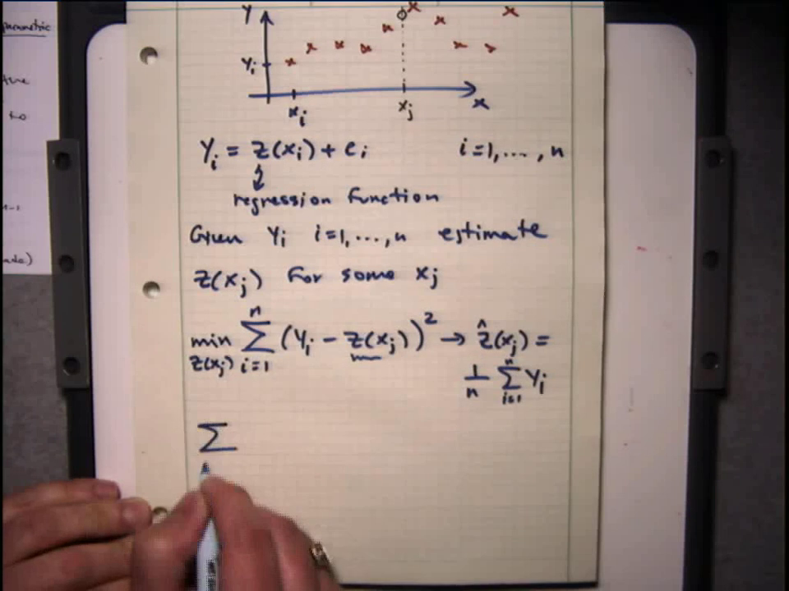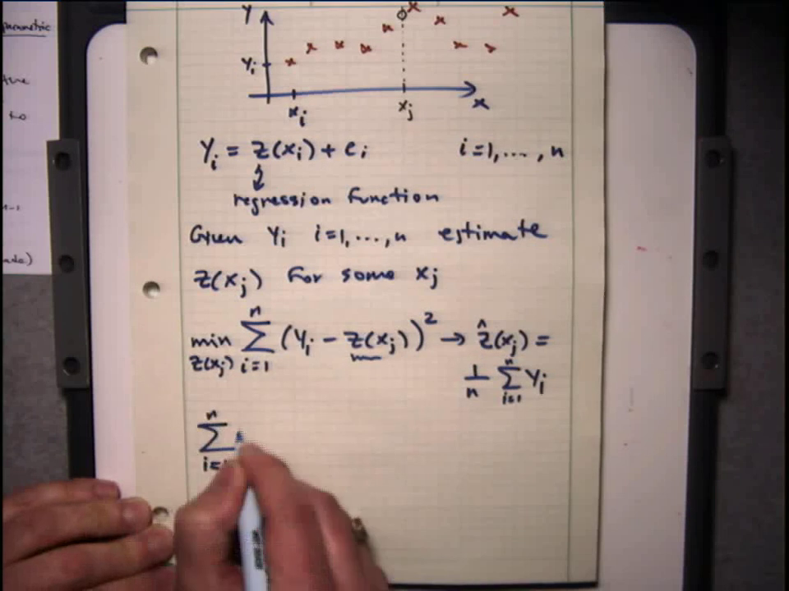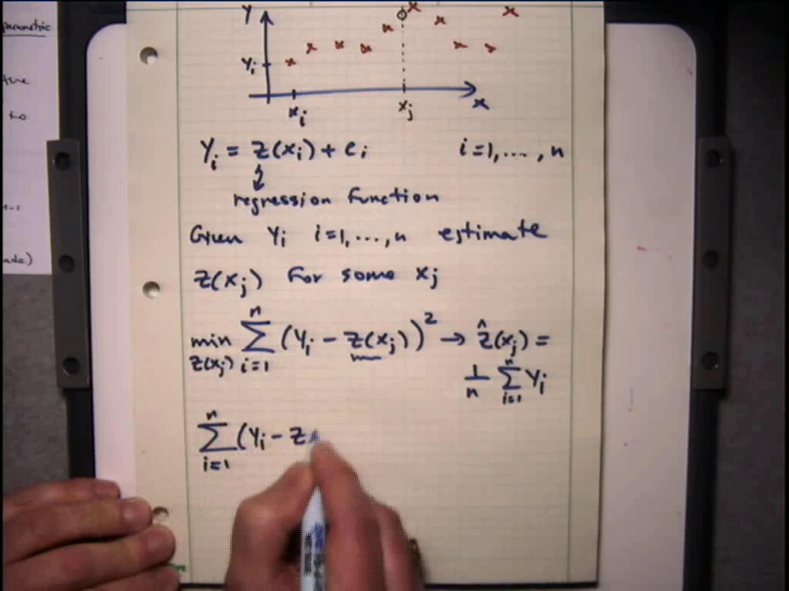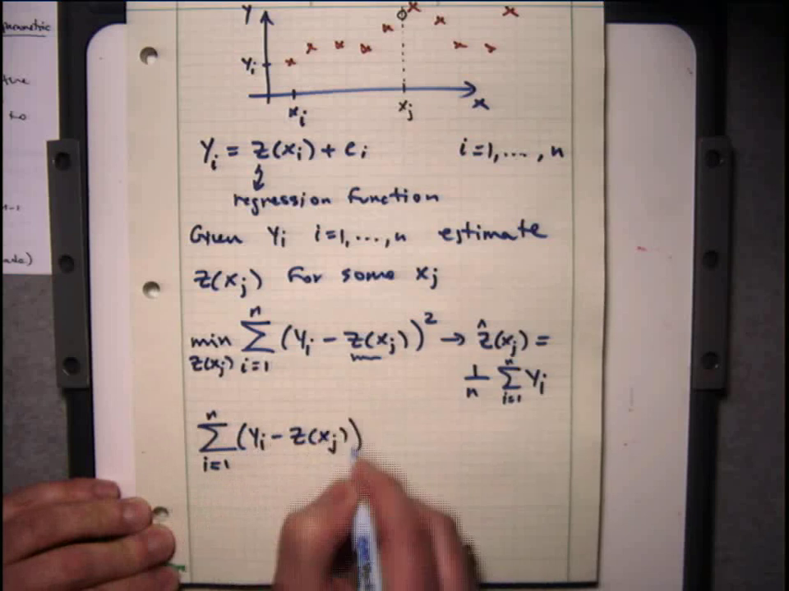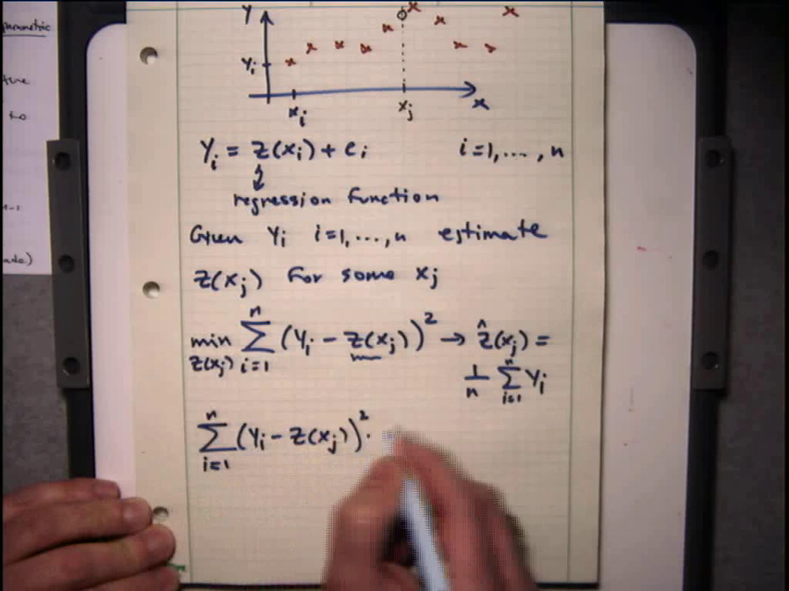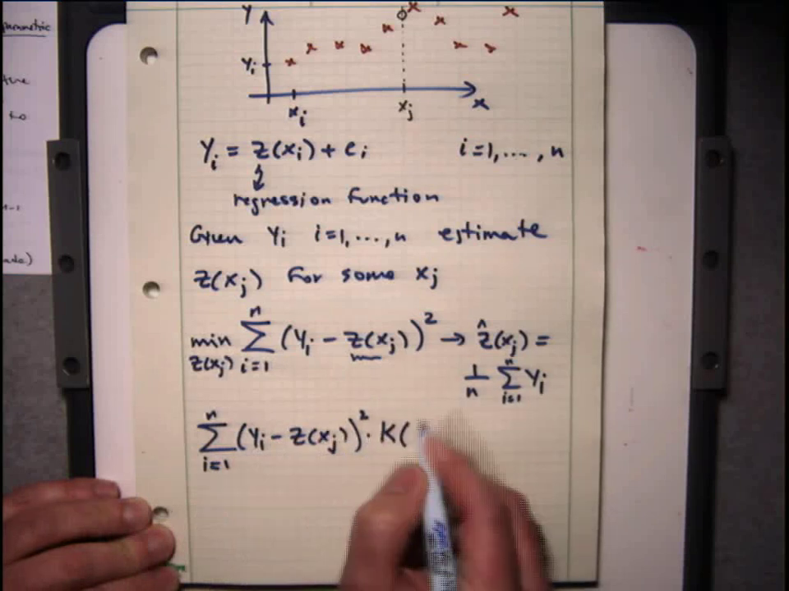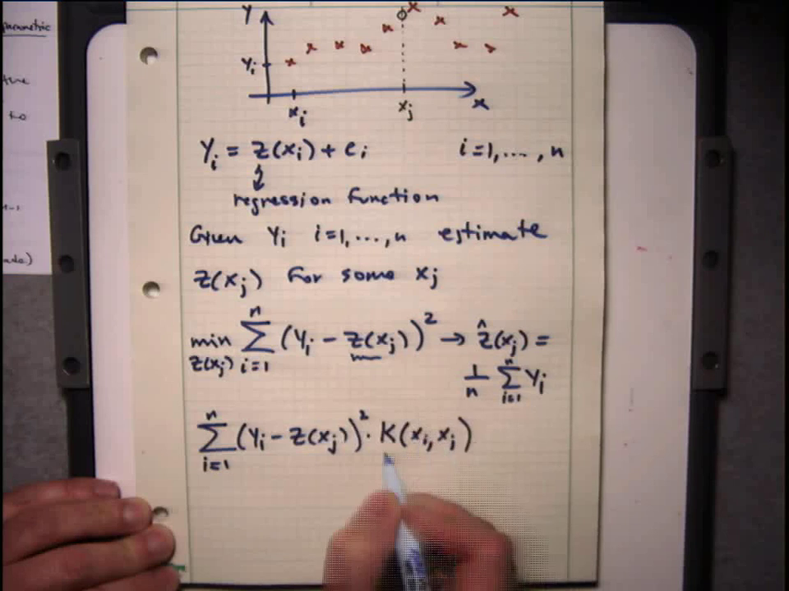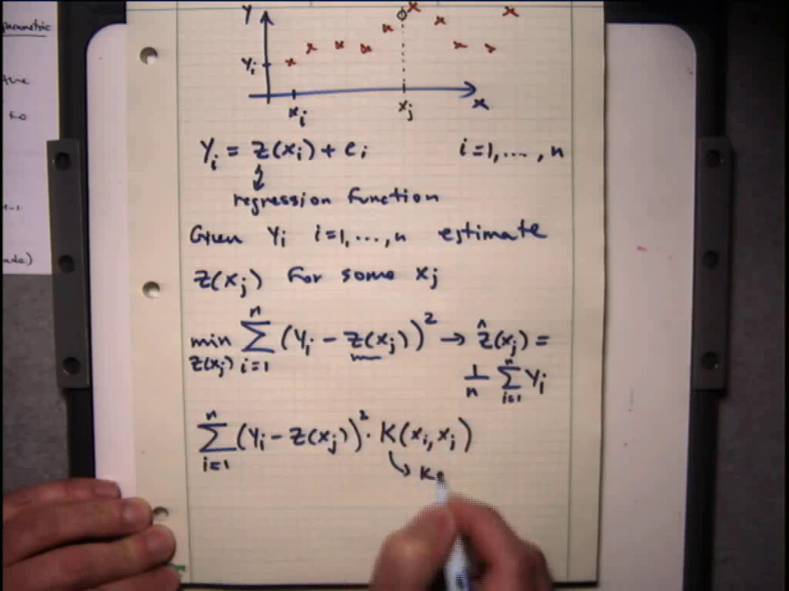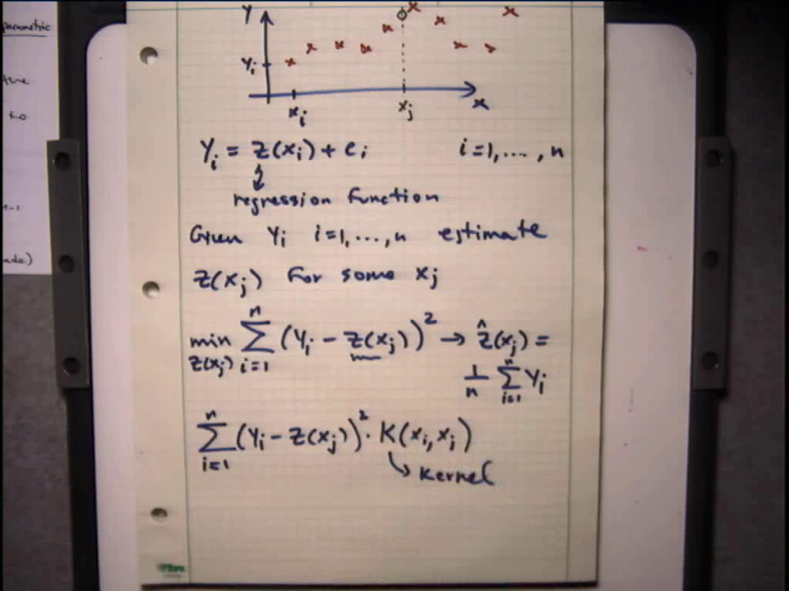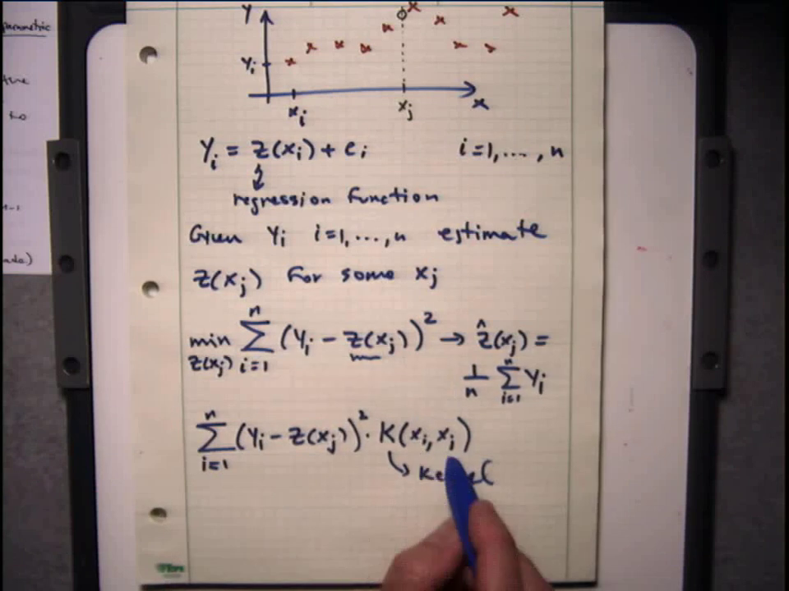So now you just rewrite this: sum i equals 1 to n, (yi minus z of xj) squared times k of xi and xj. And this k is what we call a kernel. Okay, what does this kernel do? This kernel simply measures the distance between a sample at xi and a sample at xj. It just measures the distance between the point xi and xj, and if they're near, it gives a high weight. If they're far away, it gives a low weight.